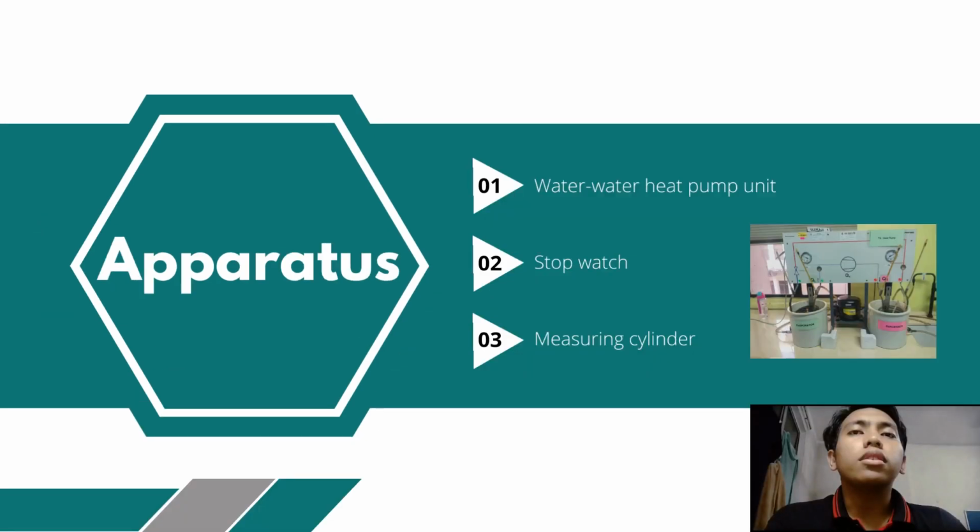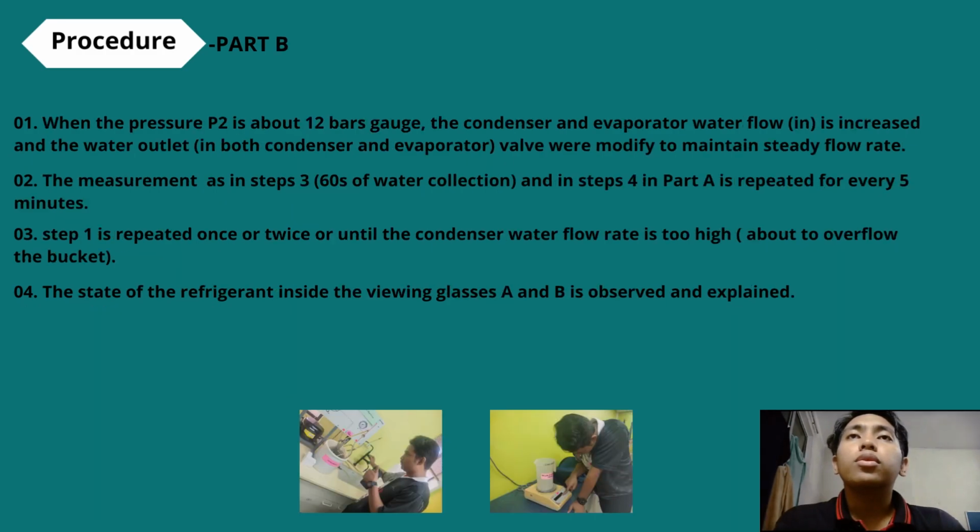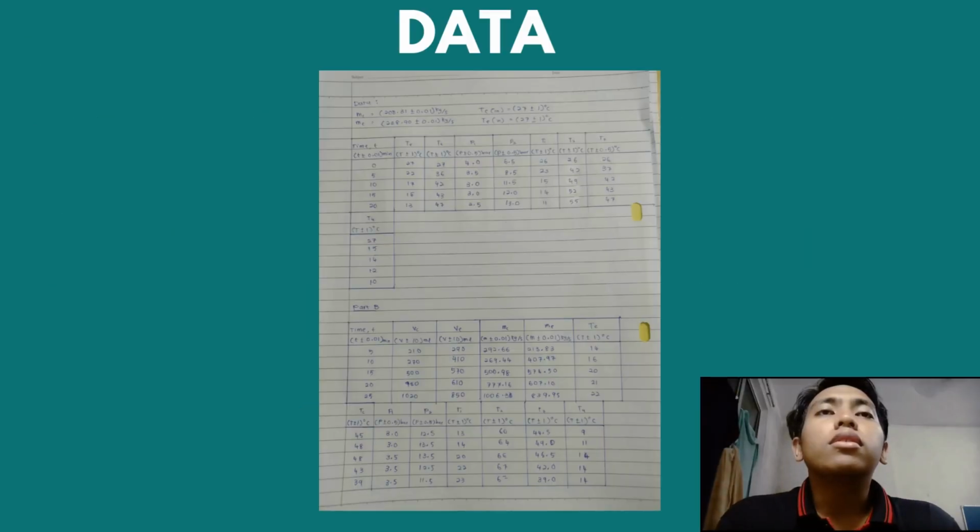So this is the apparatus that we use. First one is water heat pump unit. Second, stopwatch. And third, measuring cylinder. So in this experiment, we have 2 parts, part A and part B. This is, as you can see, part A. And this is the part B. So this is the data that we collect in our experiment. I pass the analysis to Nik Muhammad Aikal.